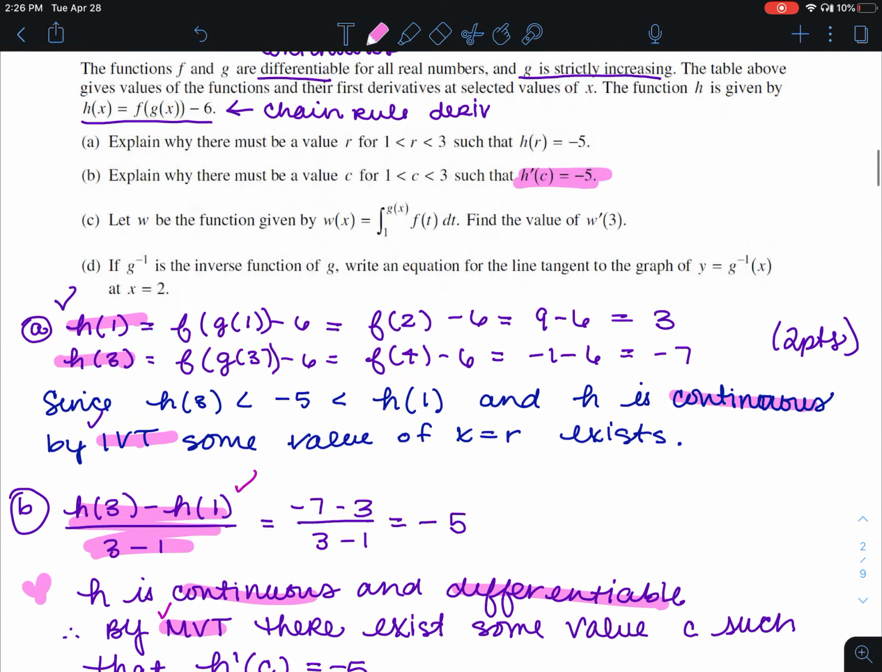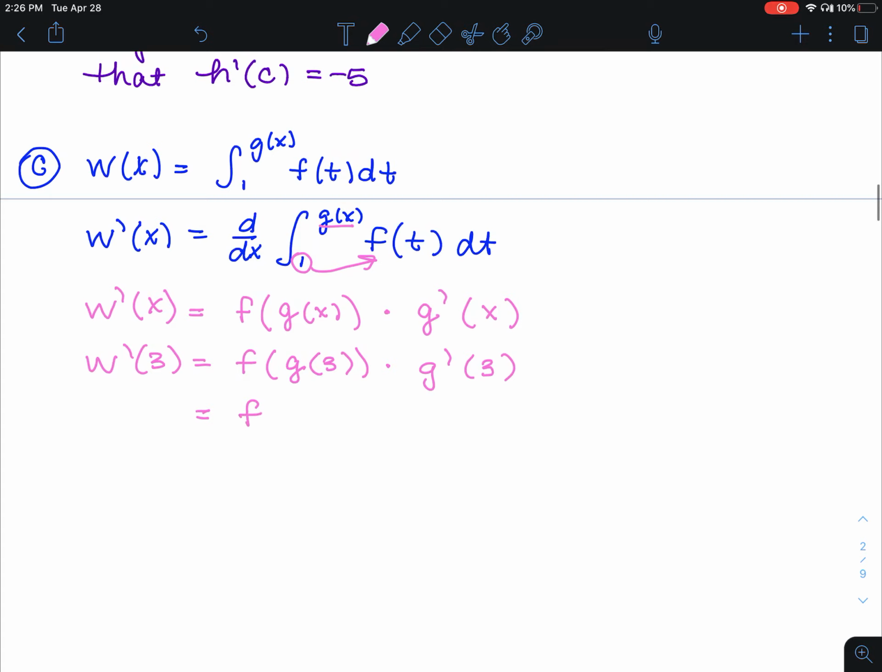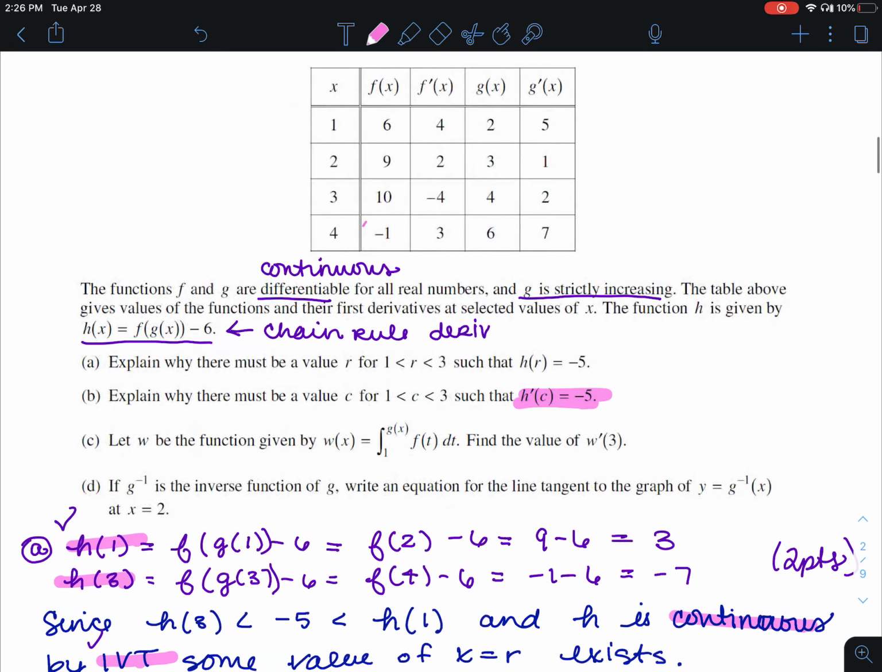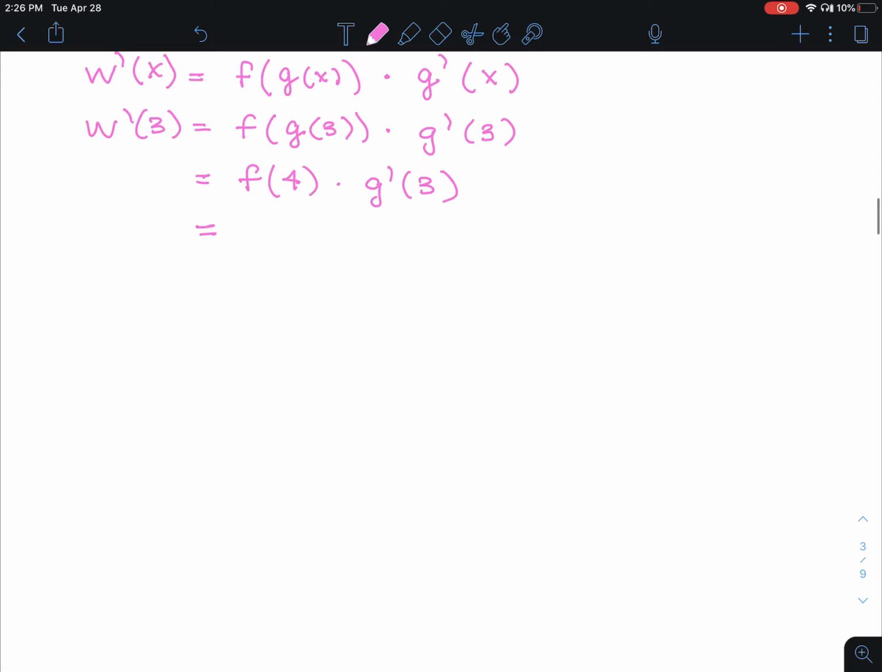G of 3 is 4. So we have f of 4 times g prime of 3. If I go back and look at the chart, f of 4 is -1 times g prime of 3. Where's g prime of 3? Which is 2. And so I believe this is -2. Final answer.